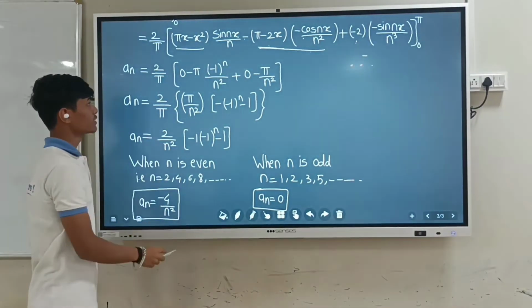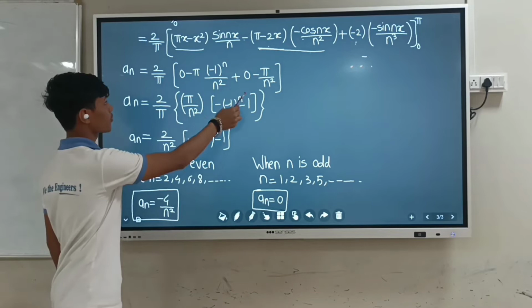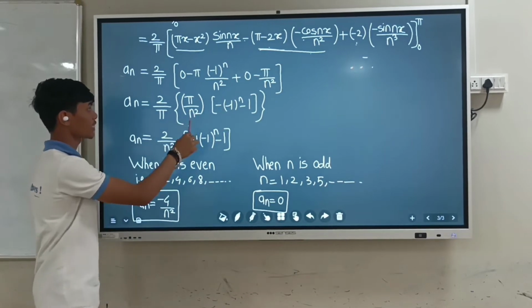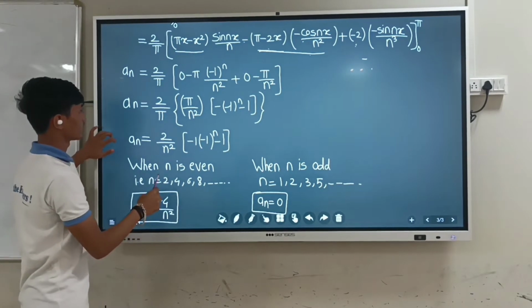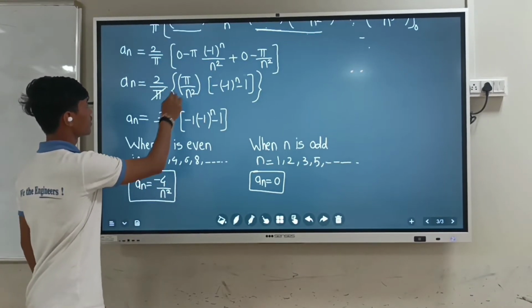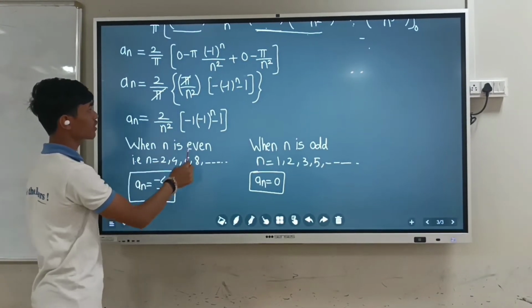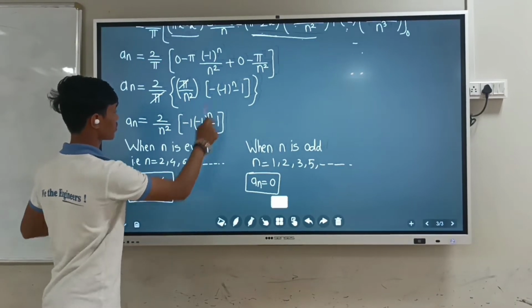2 upon pi will be as it is, and pi upon n squared will be common in both the terms. We take pi upon n squared outside the bracket, and the equation will be like 2 upon pi, and this pi and this pi will get cancelled. This term will be as it is, 2 upon n squared, and this equation will be as it is.